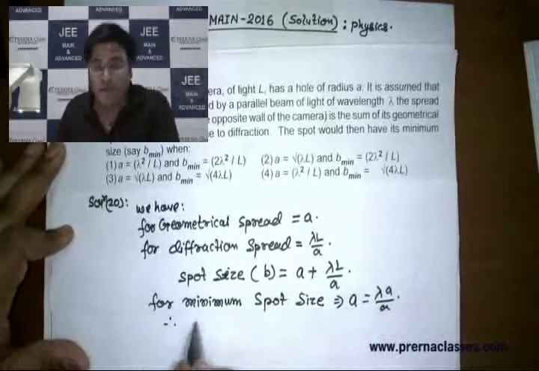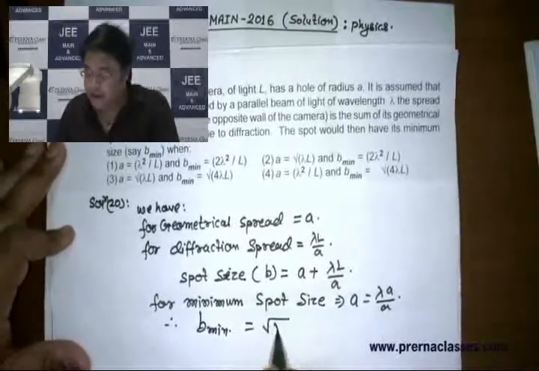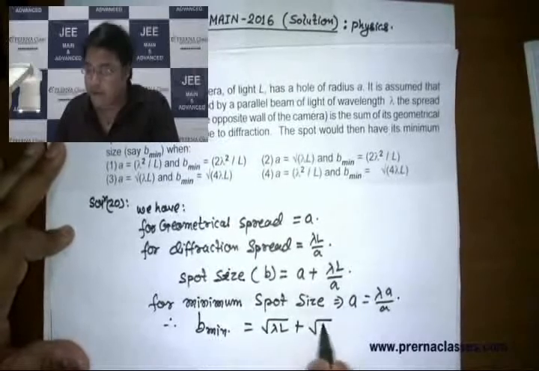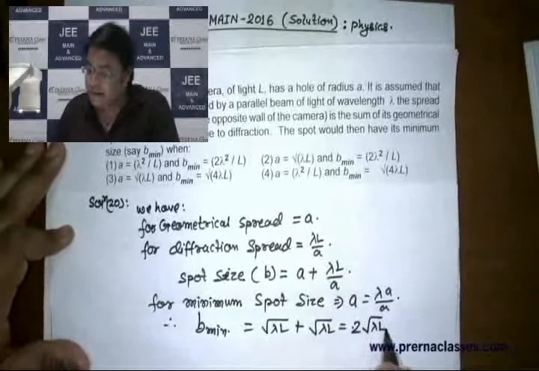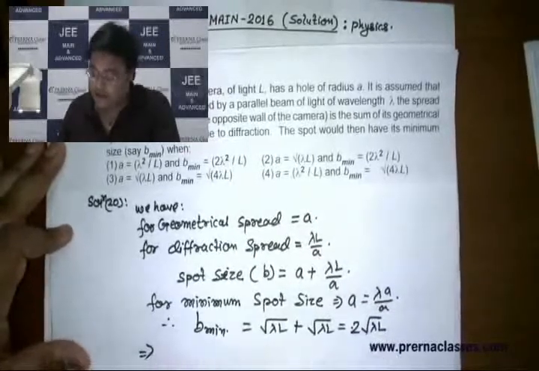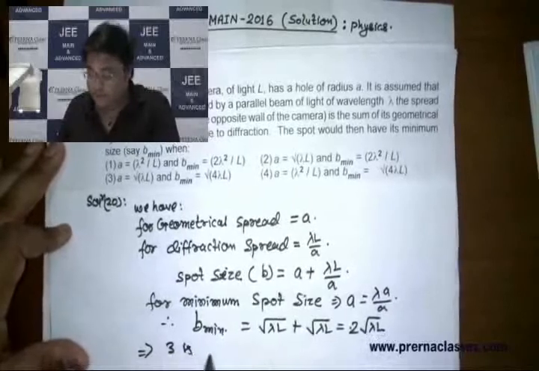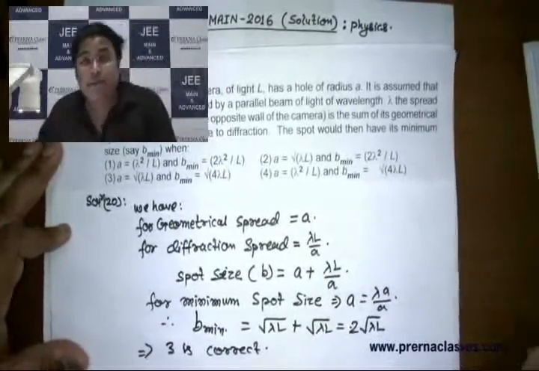And for b minimum, it is equal to lambda L plus lambda L. So you can say it is 2 times lambda L. So that implies option 3 is correct. Okay?